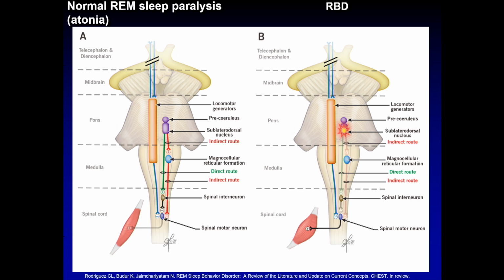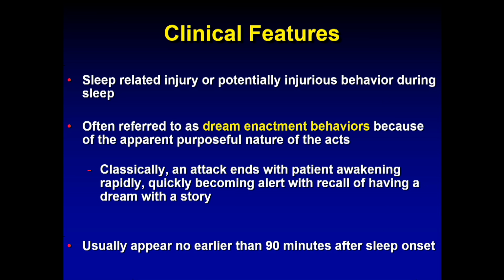Now on the right, we have a picture of the brainstem of a patient with RBD. And what happens is there is a lesion of this machinery, of this mechanism that makes us paralyzed. So now we can no longer paralyze these muscles. And now you can move while you're dreaming. So this is the basic problem in patients who have REM behavior disorder.